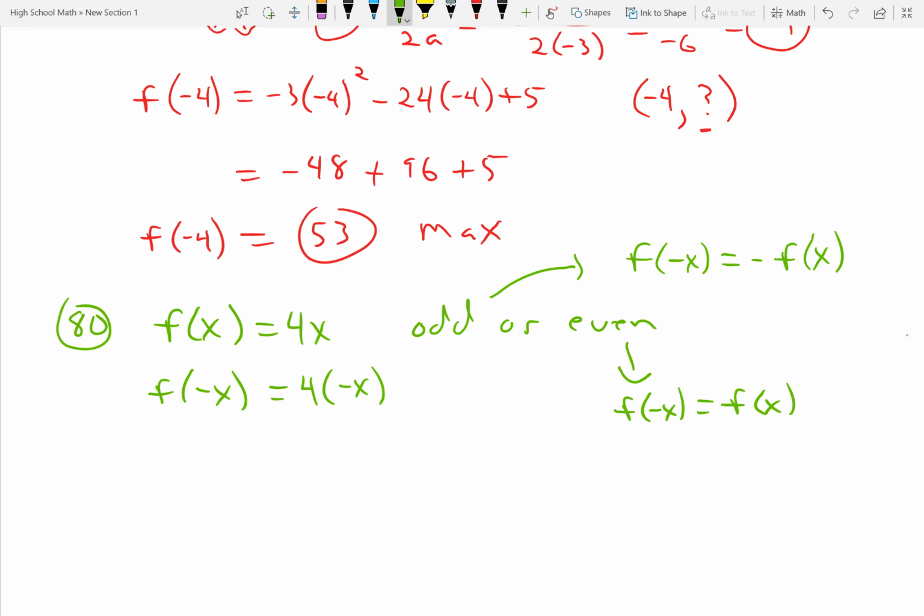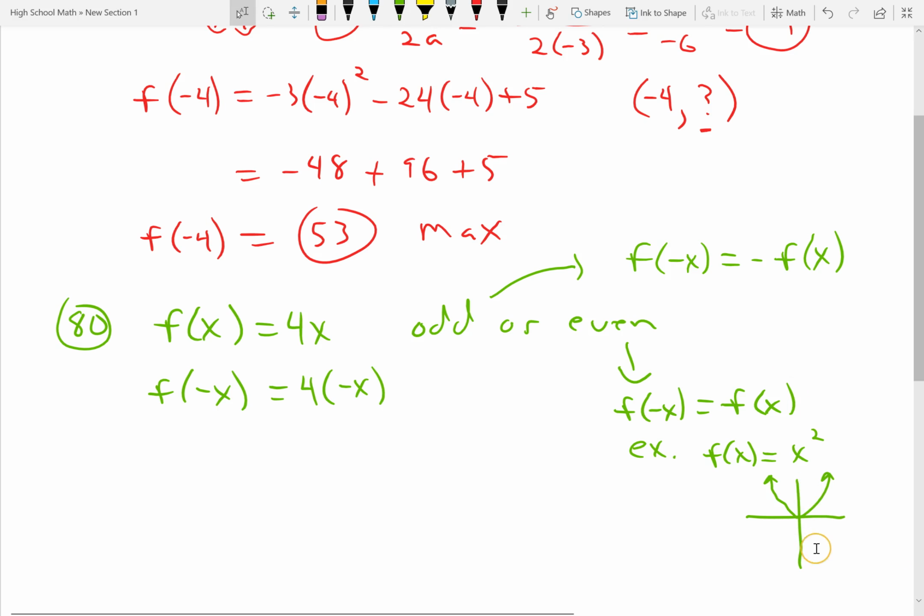Graphically, an even function is one that is symmetric about the y-axis. For example, an example of an even function is f of x equal x squared. If we graph this, you get this parabola, and if you flipped it about the y-axis, it would be the same. That's an even function.